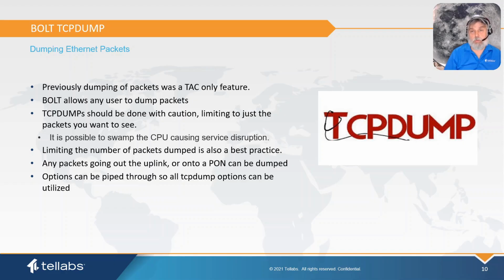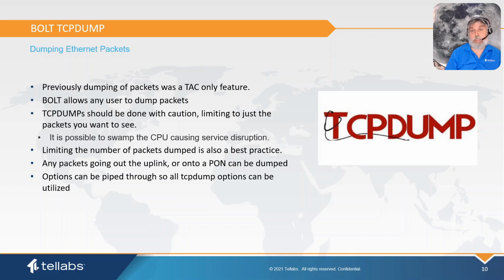With great power comes great responsibility too. So you really need to make sure that your tcpdumps are done with caution. You need to limit it to just the packets you want to see. As you might imagine, if you took the whole 10 gig uplink and you mirrored that over to the CPU, then that is likely to cause service disruption. It could also cause you to swamp the CPU. So limiting the number of packets is also a good idea.